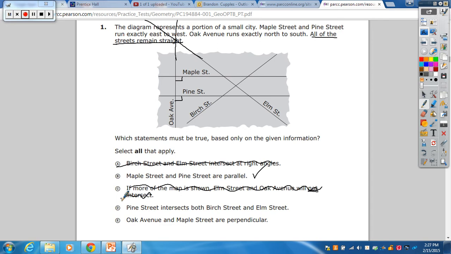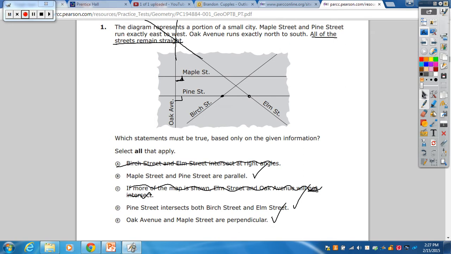Letter D, Pine Street intersects both Birch Street and Elm Street. Pine Street intersects both Birch Street, right there, and Elm Street, right there. So we are good with that. One of your answers. And then the last one, Oak Avenue and Maple Street are perpendicular. Okay, well, we already said that. If one goes directly north and south, one goes directly east and west, we have a perpendicular angle there. So those are the three answers that you want to put down there, B, D, and E.